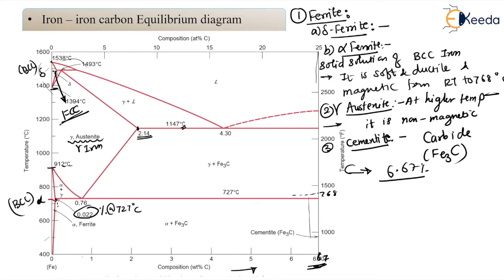So see, these are the very important phases that we are having, dear students. One is ferrite. Ferrite is having two types, delta ferrite and alpha ferrite, so that makes two. The third phase is gamma austenite. The fourth is cementite, dear students. And the fifth phase is already there, liquid, which is going to cool to solidify, isn't it? And during solidification we are seeing all these phases. So totally 5 phases, isn't it?